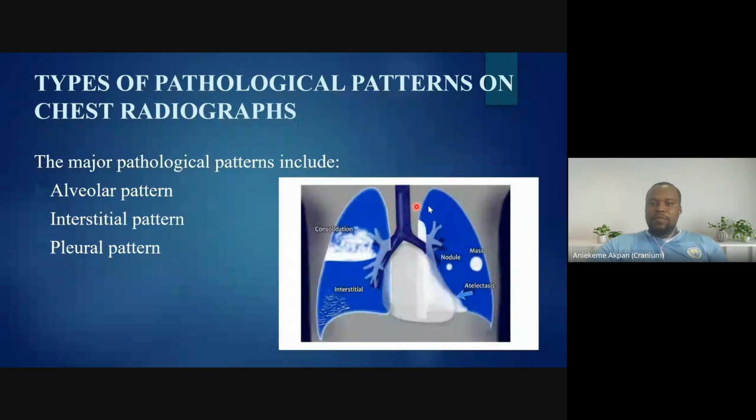And you can see on this particular image here, you can see consolidations. Consolidations are mostly associated with alveolar patterns. You can see these reticular patterns mostly associated with interstitial pathologies. You can see nodules. You can see smaller nodules. You can see a mass. You can even see atelectasis, which is volume loss of the lungs.